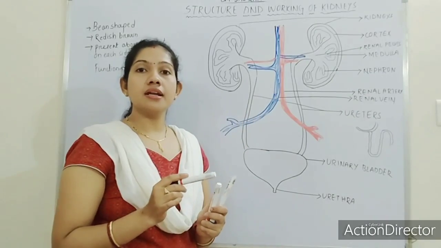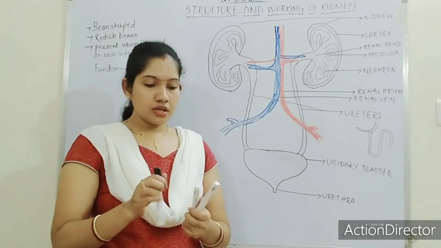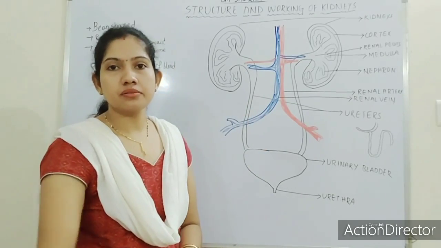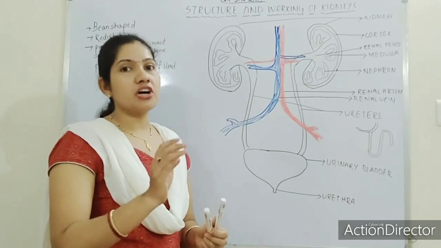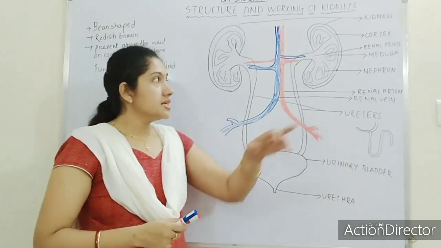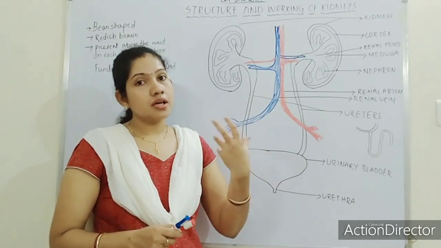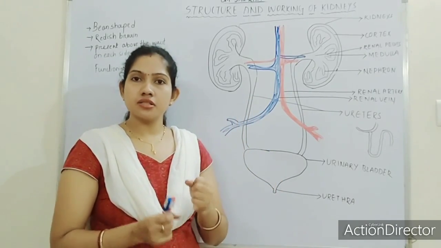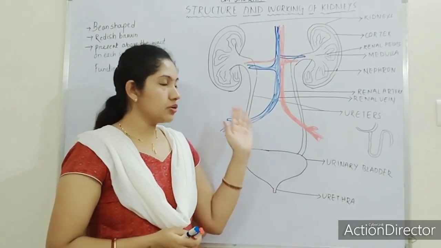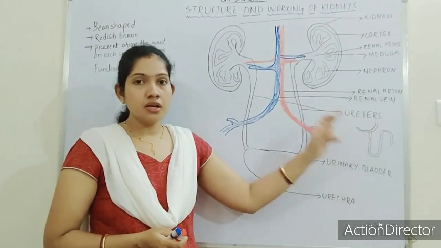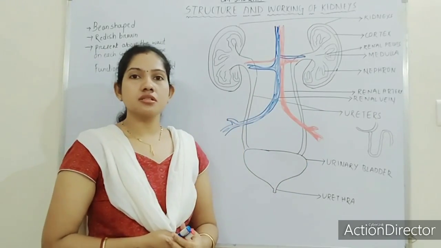Structures. Okay, the overall structure here we have completed. Now, let us discuss the function, how these nephrons will filter the blood which contains the dissolved waste materials in it. So I hope you are now clear with the structure. Try to do it and label it on your own. Now let us discuss the function.